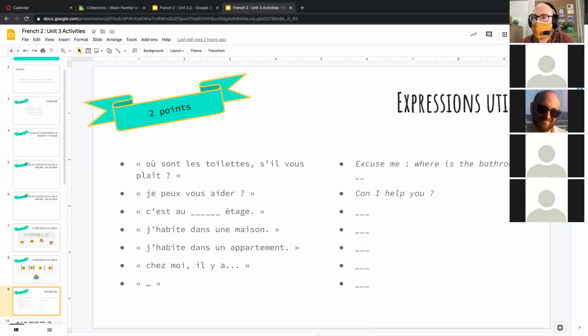Some good expressions. So yesterday we talked about c'est au premier étage, and we'll review that a little bit today. C'est au premier étage. Hier, vous avez aussi dit j'habite dans une maison, j'habite dans un appartement. Hein? Donc ce sont des expressions utiles. Donc vous pouvez continuer. Hein? So what I've done here is I've given you a few to start, but you're welcome to add more. That's what this is about. And then over here are some translations, so that you can kind of get an idea for what these mean.